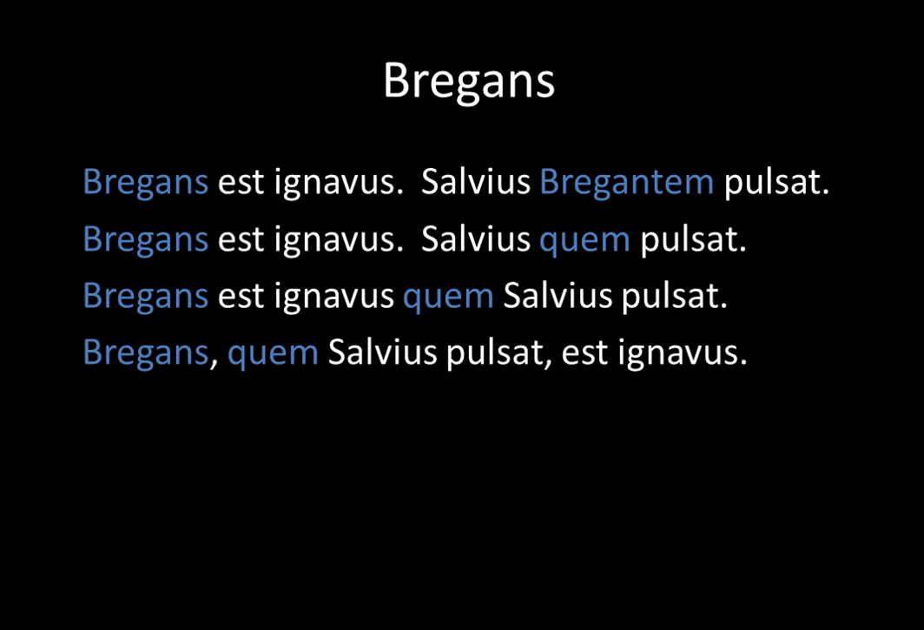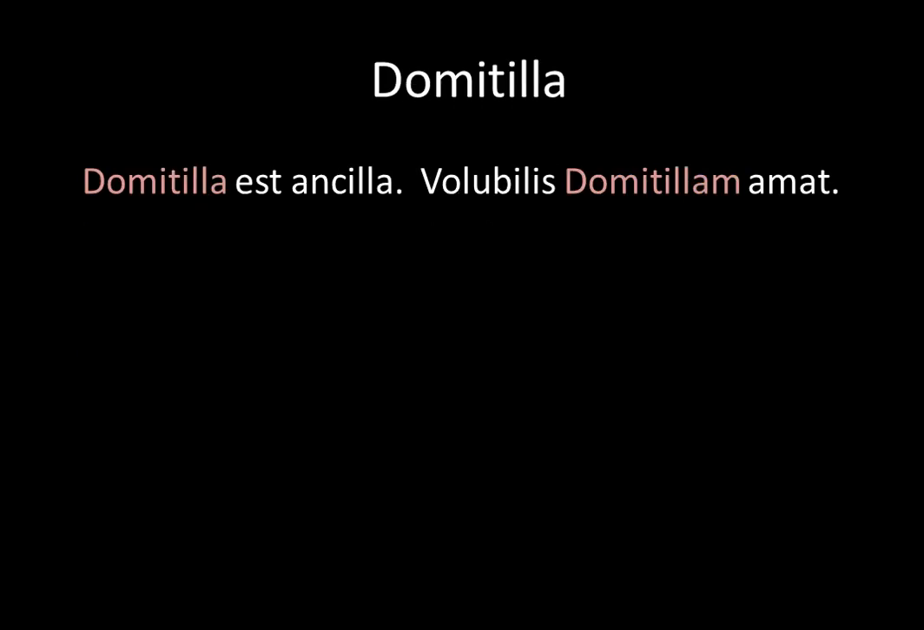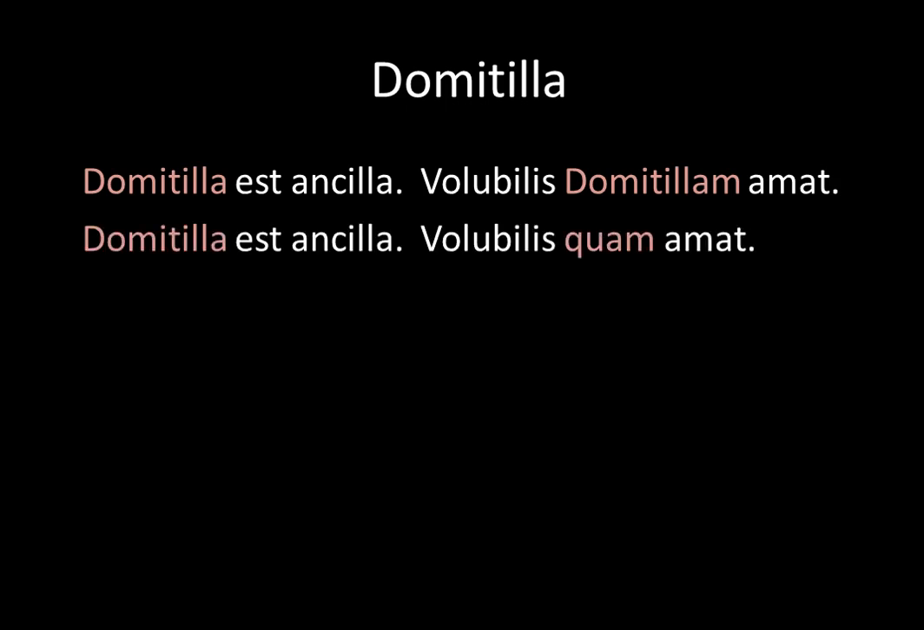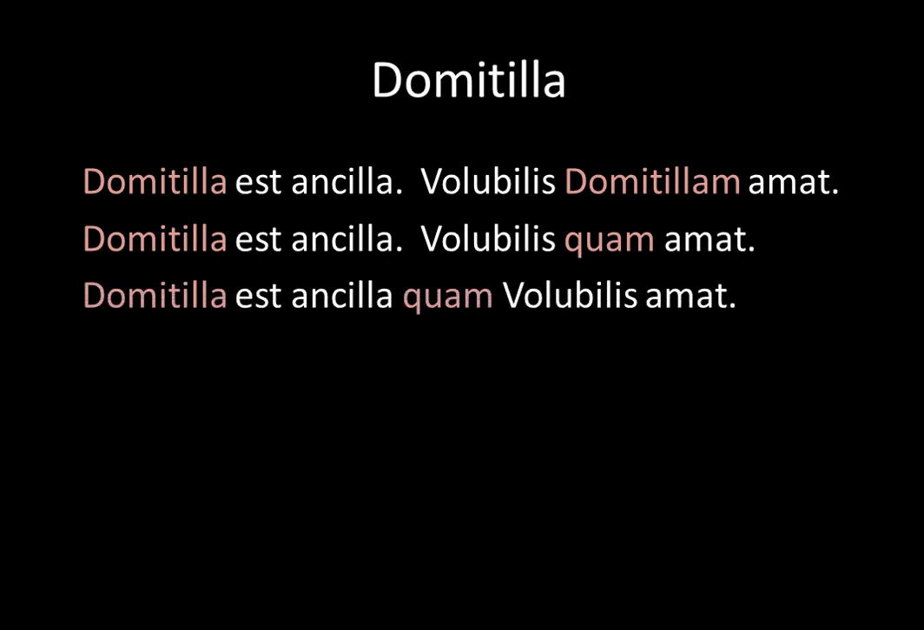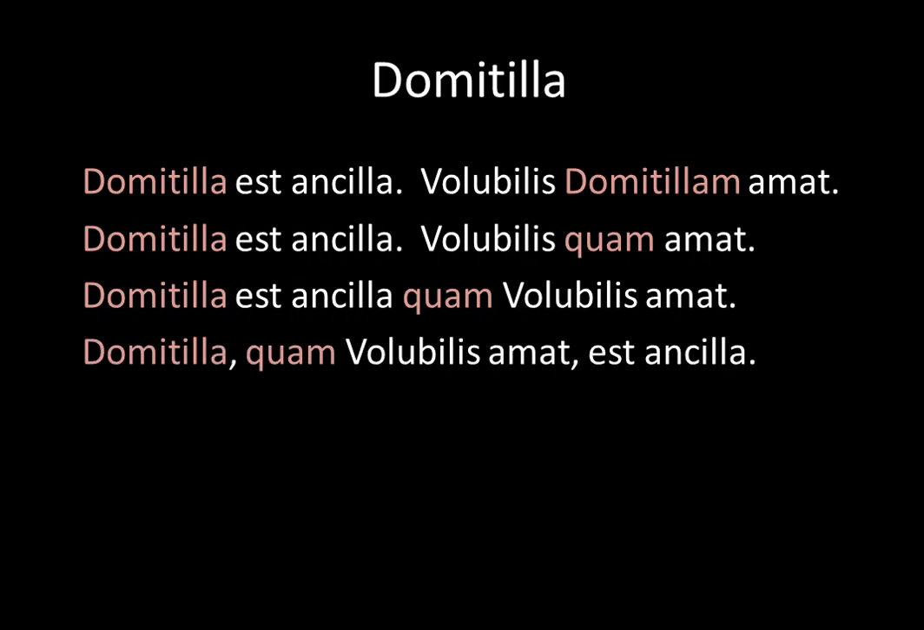Notice that although quem is masculine and singular like Braggins, it is now the direct object of its own little sentence, so it becomes accusative. Let's try that again. Domitilla is a slave girl, and Volubilis loves Domitilla. So now Domitilla is going to be accusative in that second one, so we're going to use the accusative singular feminine form. We're going to move it to the beginning, quam Volubilis amat, because it always starts the relative clause. We move it next to Domitilla: Domitilla, whom Volubilis loves, is a slave girl.